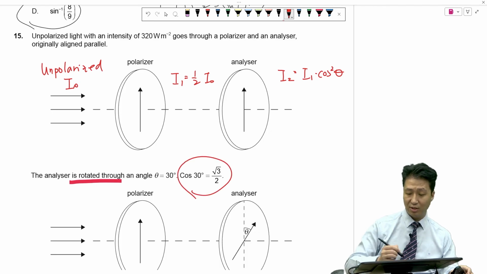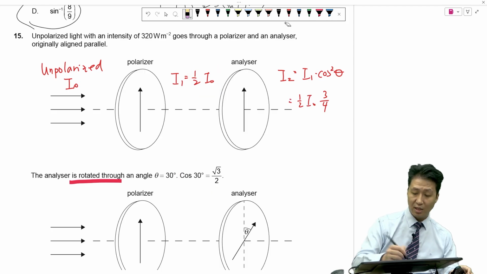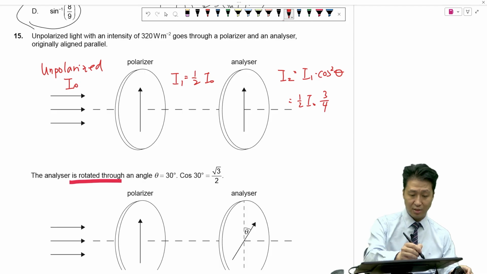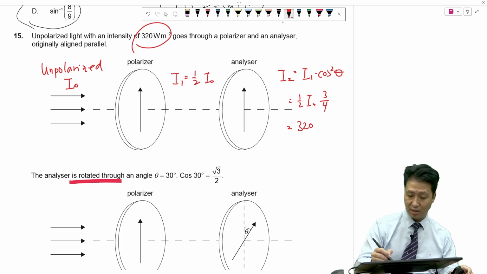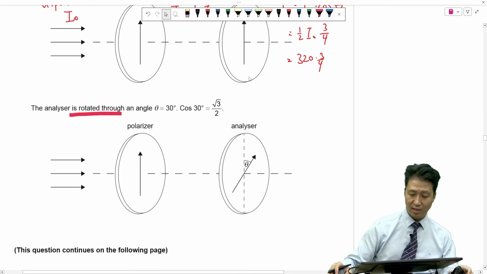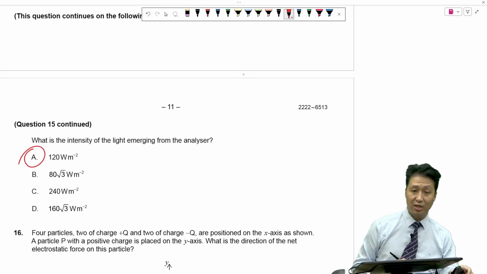Cosine of 30 degrees is the square root of 3 over 2. If you square it, you get 3 over 4. I1 is 1/2 of the original intensity. And all you have to do now is put 320 where the I0 is, which is the original intensity, which would be 320 times 3 divided by 4, which would be 80 times 3, or 40 times 3. The answer should be A.